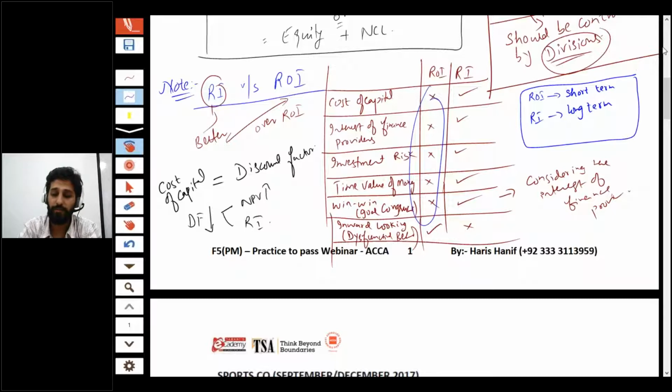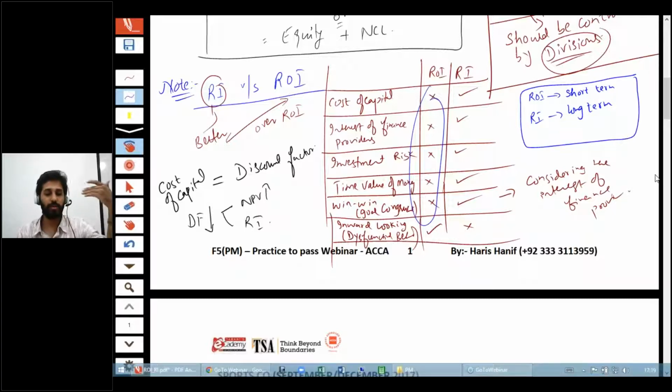I usually see many students struggling to answer why RI is better. So this is a very precise, to the point summary, in order to make you people understand.